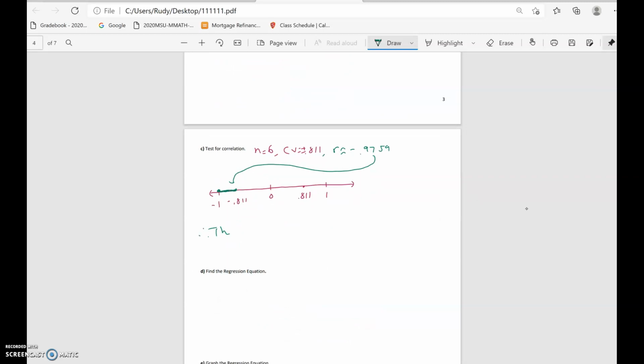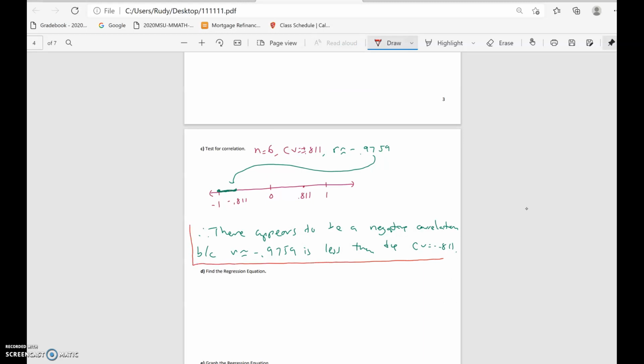And let me just rewrite it. So there appears to be a negative correlation. And you can just say because R, approximately negative 0.9759, is less than the CV of negative 0.811, meaning that it falls under that region.